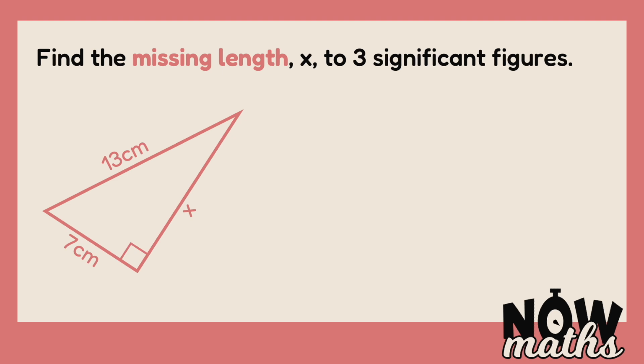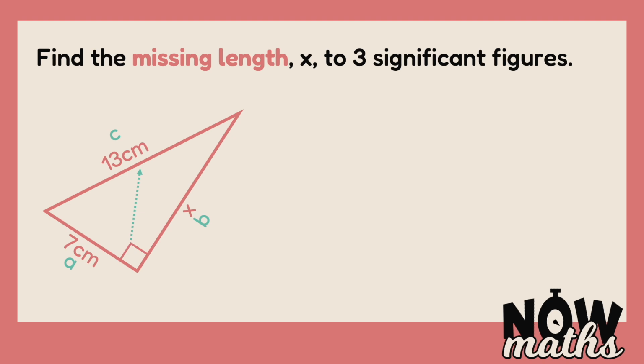We label our sides A, B and C, starting off with the hypotenuse, which is the side opposite the right angle, which in this case is 13 centimetres. So 13 centimetres is C. And then A and B we can label in either order. So in this case I'm going to label the 7 centimetres A and the X B. And it doesn't matter which order you do this in.